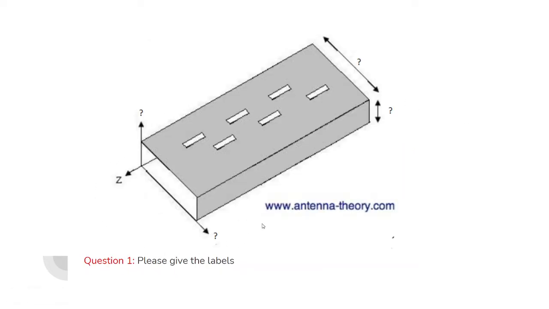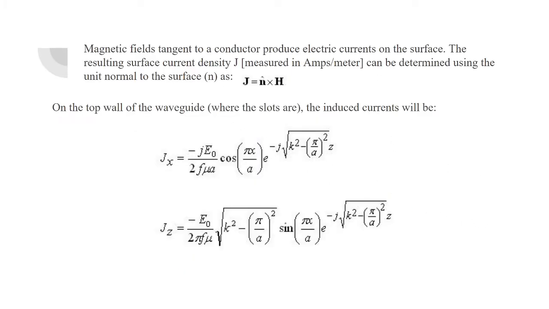So for question number 1, we will need to give the label of this. So the magnetic field tangent to a conductor produces electric currents on the surface. That results in the surface current density, J, measured in amps per meter, which can be determined using the unit normal to the surface n as this. J equals n hat cross H.